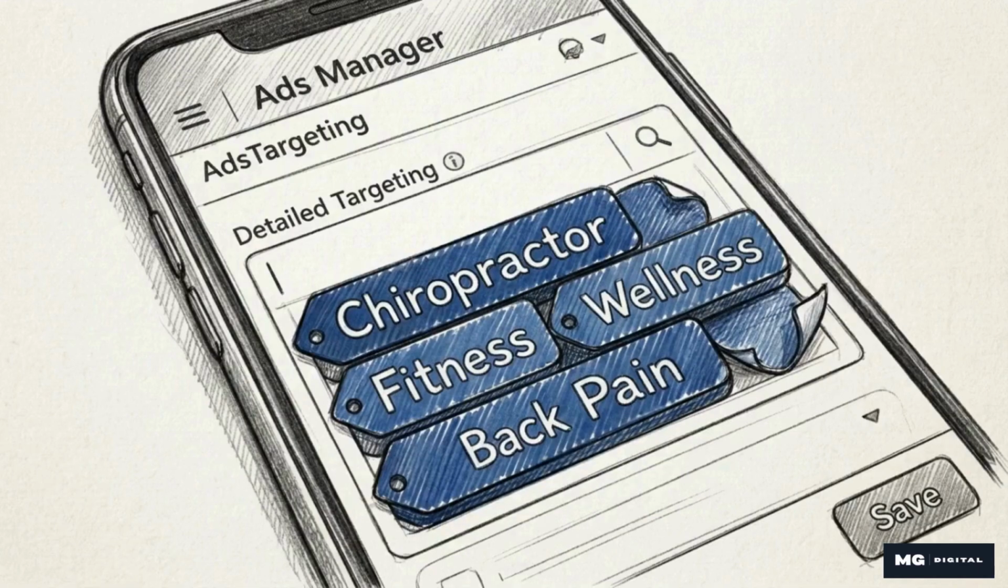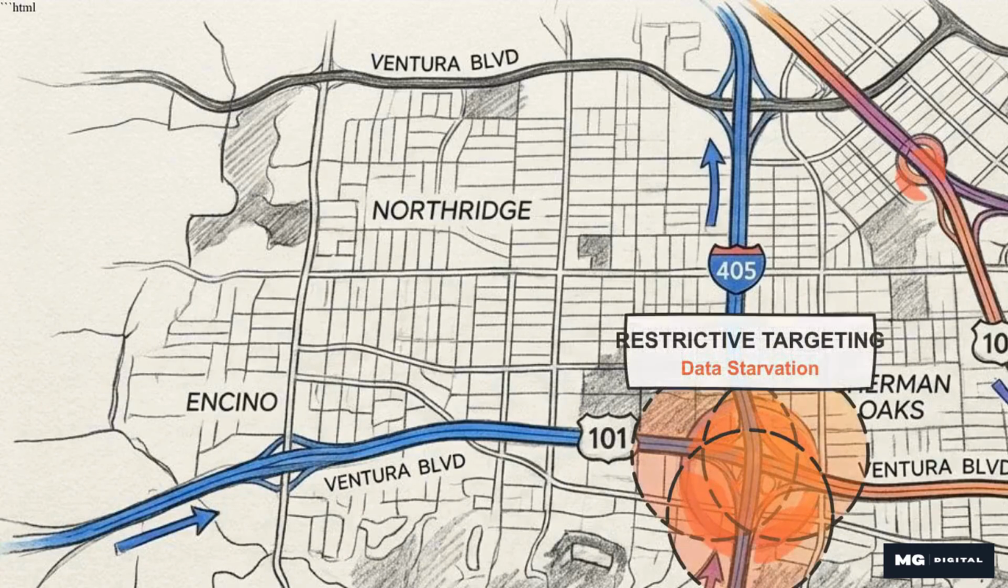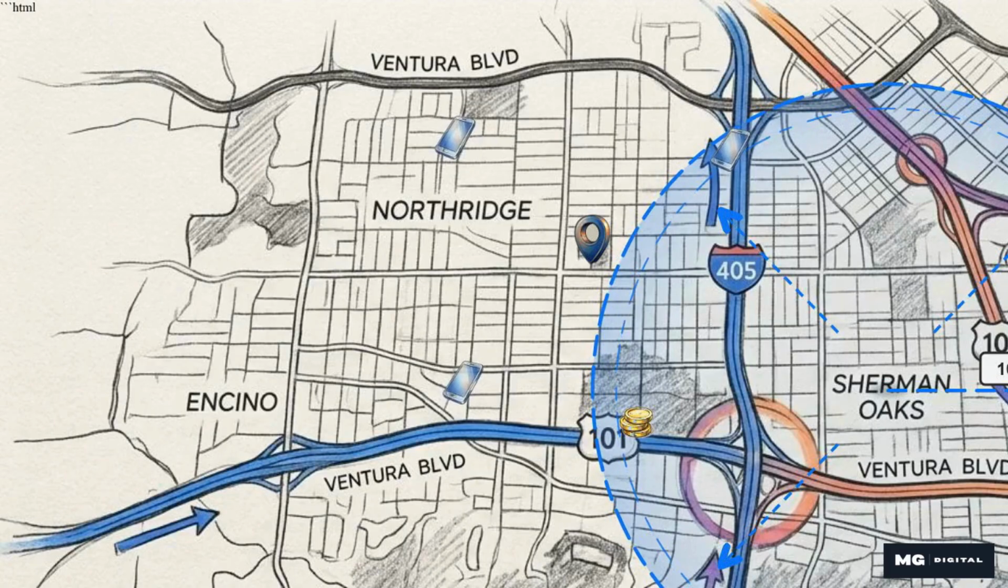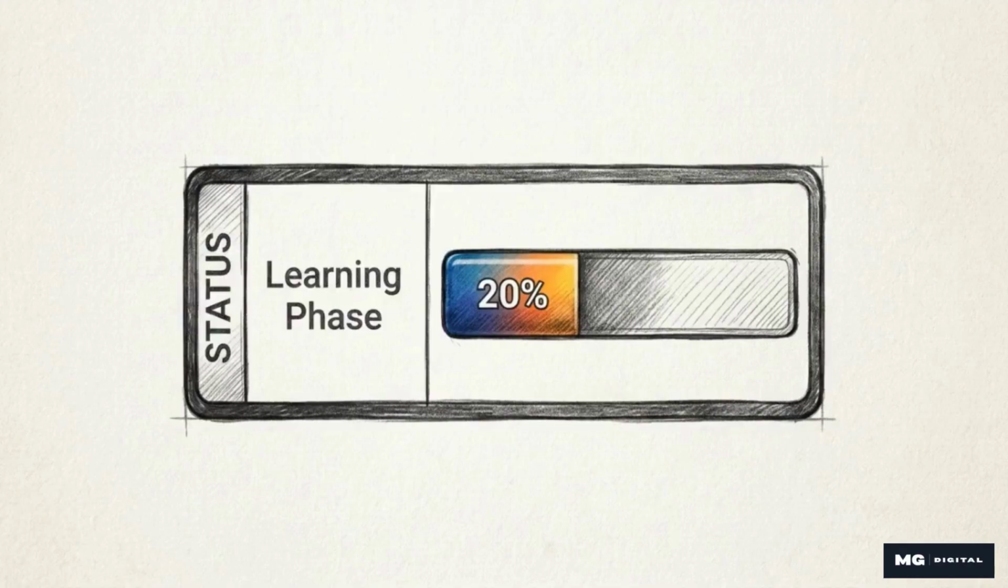The most common error local owners make is called interest stacking. When you layer traits like chiropractor plus back pain, the overlap becomes microscopic, starving the algorithm of data. We fix this by widening the net. Set your geographic radius to 10 miles, choose a broad age range, and skip manual interests entirely. A wide net is necessary for the learning phase.